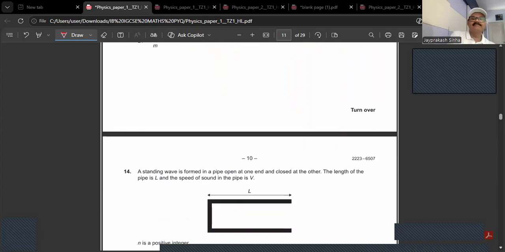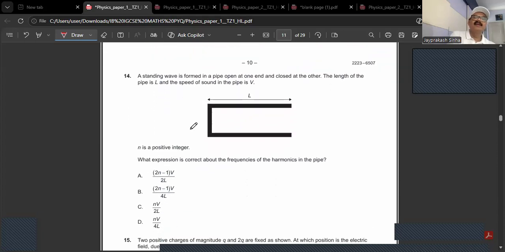We'll go to the next question. A standing wave is formed in a pipe open at one end and closed at the other. This is the closed end, this is the open end. The length of the pipe is L and the speed of sound in the pipe is V. N is a positive integer. What expression is correct about the frequencies of the harmonics in the pipe? Means first harmonic, second harmonic, like that. So if it is open at one end and closed at the other, then the formation of nodes and antinodes will be like this.